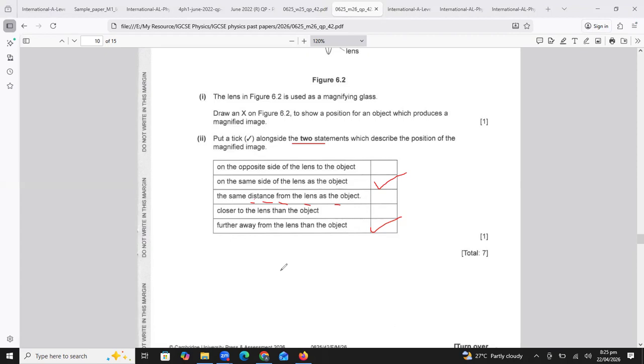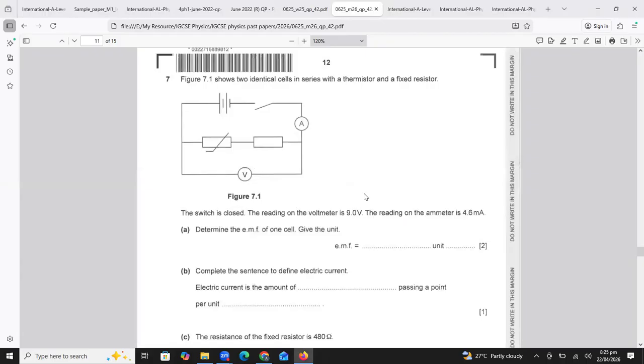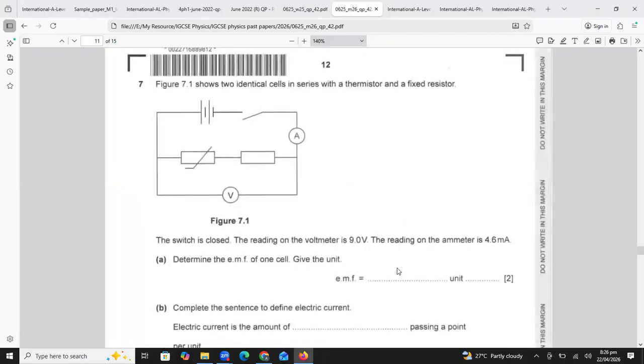All right. Now I'm going towards the next question. We have completed question number 6. The next question is related to electricity, one of my favorite topics.